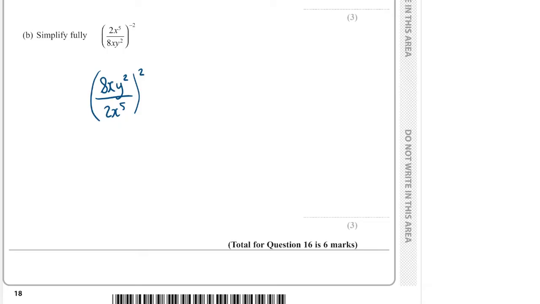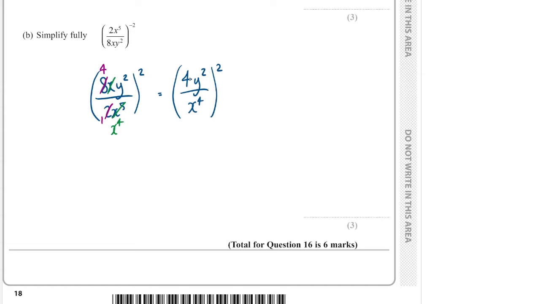But in fact, what I'm going to do first, I'm going to cancel, because I've just noticed that there is a factor of 2 on the top and bottom. So I can cancel that 8 for a 4, and I can cancel this 2 for a 1 by dividing the top and bottom there by 2. I can also cancel out an x. There's an x to the 1 there, which turns x to the 5 into x to the 4. Okay, so this is just going to be easier. It gives me 4y squared over 1x to the 4. But that still needs to be squared.